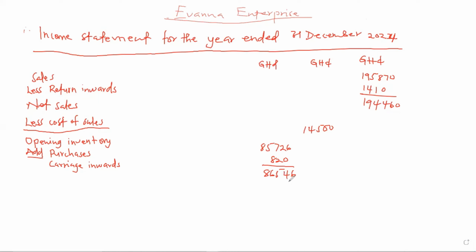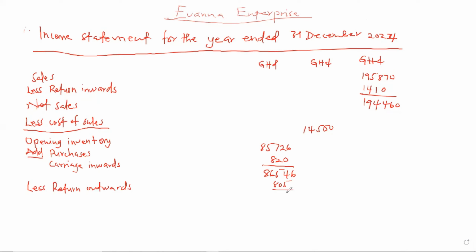After getting this, there was return outwards. Return outwards is after we brought the goods to our premises, we realized some of the goods were faulty, some were damaged. So we returned them back to the supplier. If it was returned, then it means we have to less it from our cost. So we say less return outwards. In the question, return outwards is 805.